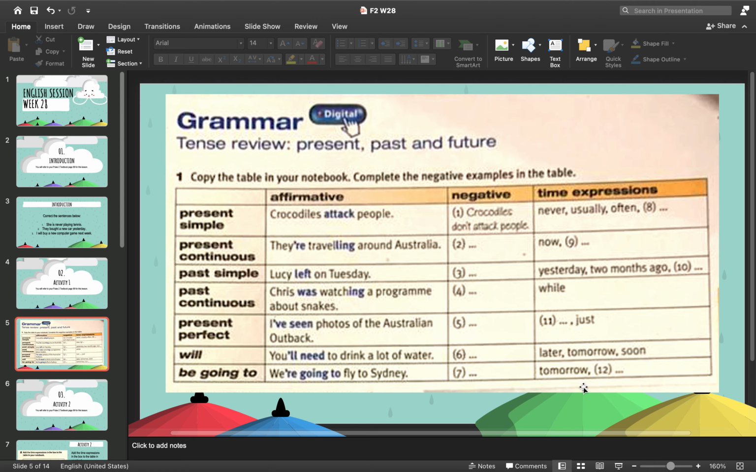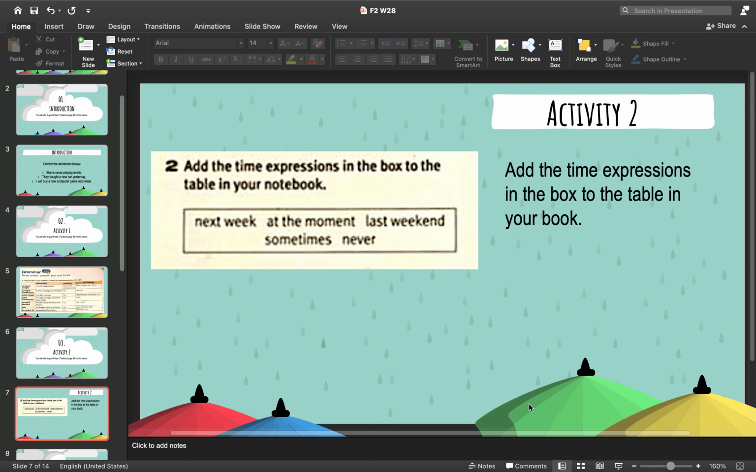Macam mana pula time expressions ni? Time expression, dia tengok dekat sini, activity 2.